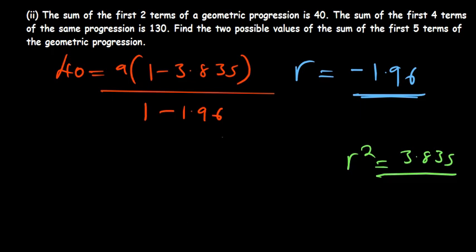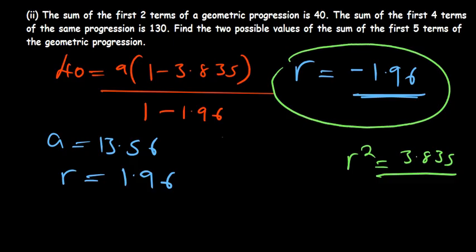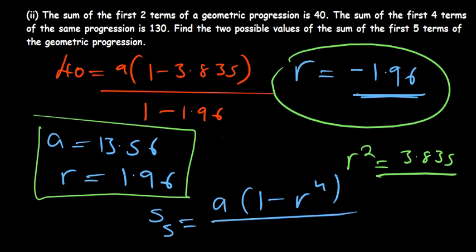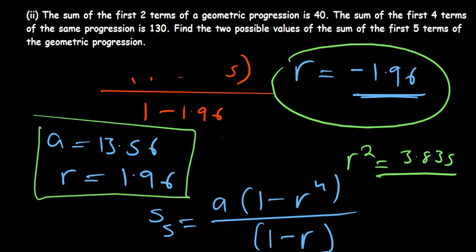Okay, so a is 13.56 where our r value was positive 1.96. So I want you to find the value of a for the other case. Okay, so for this case these are the two values. So now to find the actual value of the sum of the first five terms, you go back to the formula, a times 1 minus r to the power n divided by 1 minus r. Okay, so I'm doing one case for you, you can do the other case.